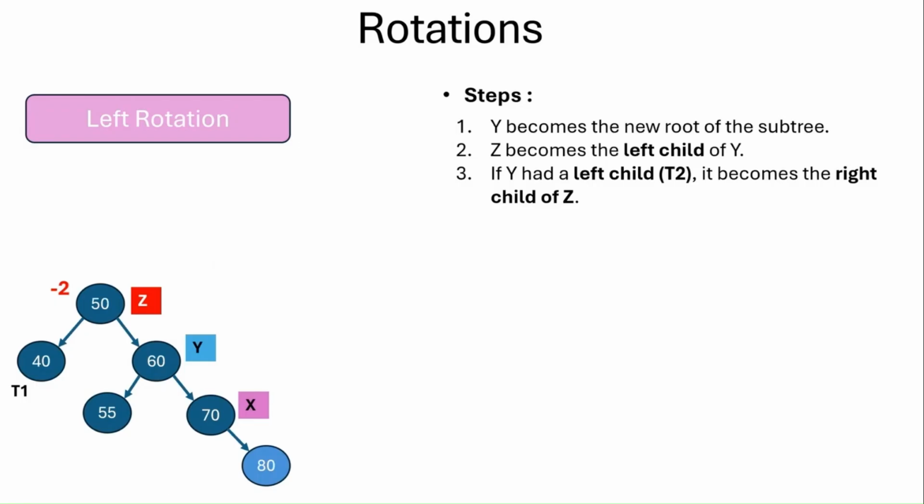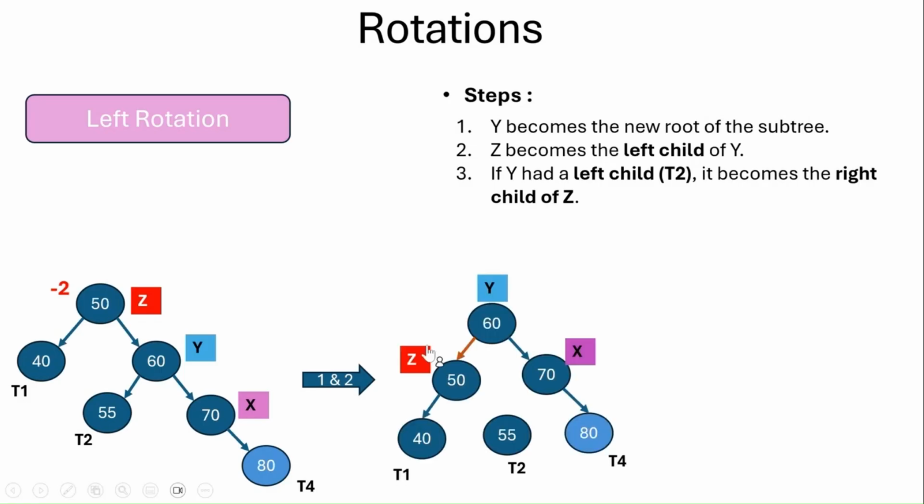So to better understand T1, T2, basically this represents the subtrees which are connected to our Z, Y, X. Now if we do step 1 and 2, what will happen? Y becomes the root of the subtree. Z becomes the left child of the Y. Now 55 is basically the link between the Y and its left child is now removed because Z became the left child of Y. So we know that we have this step 3.